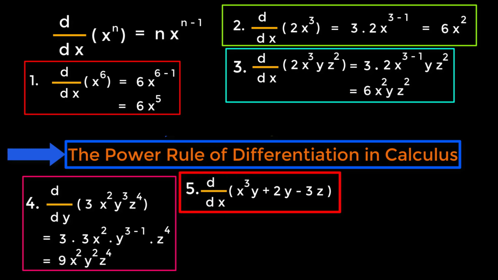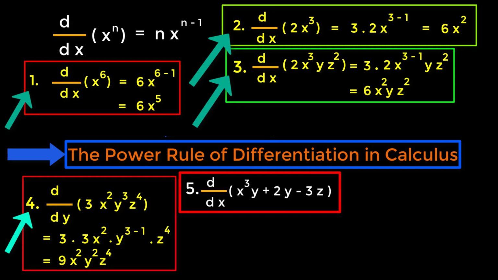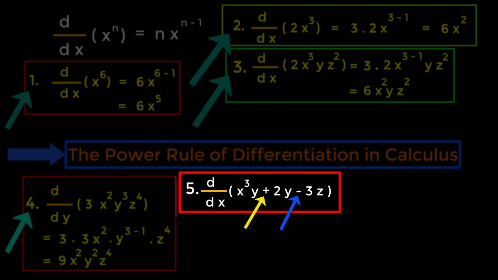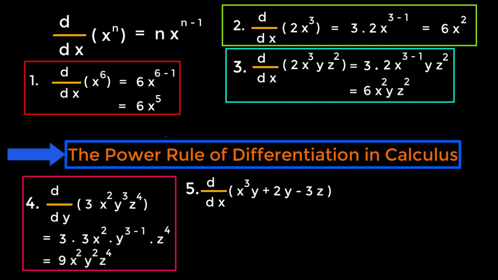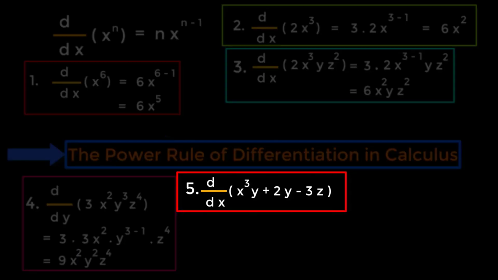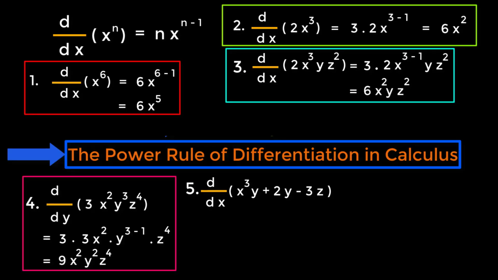This example is totally different than these examples because of this positive and negative sign. So the calculation of this example will be different. Now we are going to differentiate these three quantities with respect to x. See, x is absent here in these two quantities.